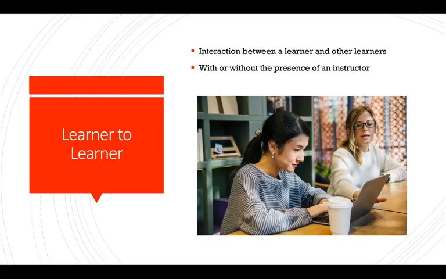And then finally, learner to learner interaction. And of course, back then, this wasn't as common. There weren't as many opportunities to allow this to happen in online learning in the 80s, obviously. But interaction between a learner and other learners is part of this, and with or without the presence of an instructor. But also, if you notice, it does say with the presence of an instructor as well. So the instructor could be a part of, let's say, the discussion board or whatever other interaction the learners are having with one another. So that's also one of the three types of interaction that Moore mentions.